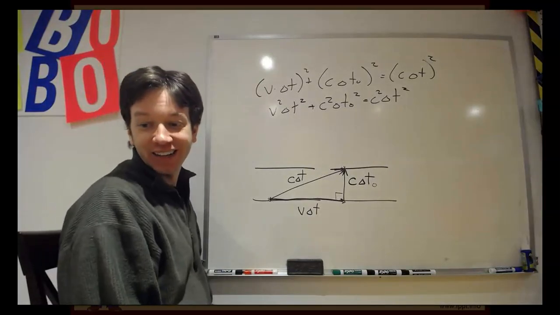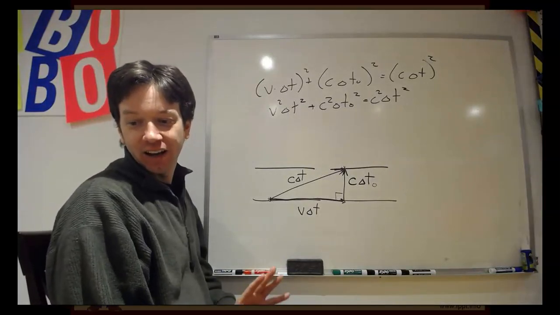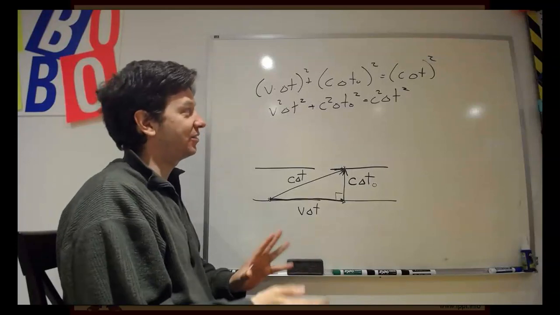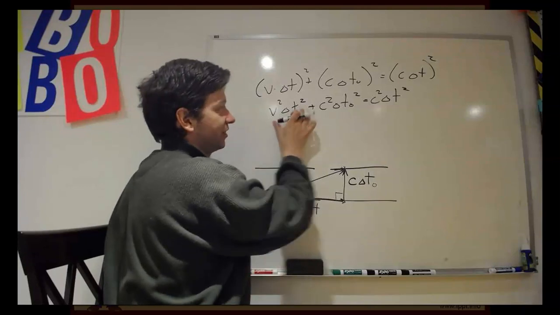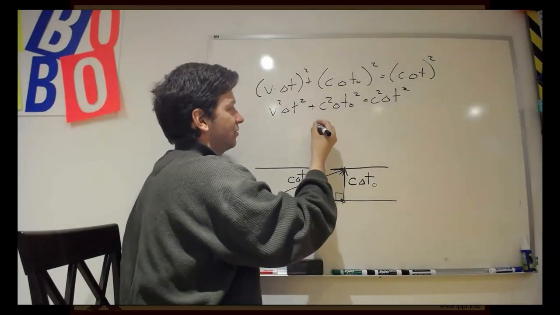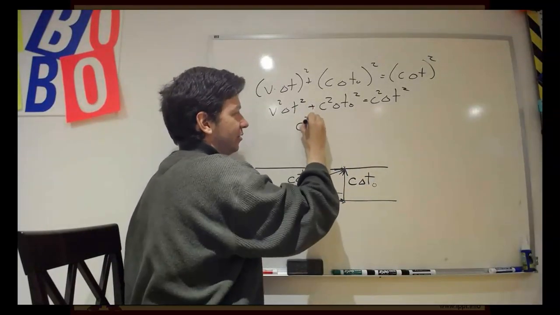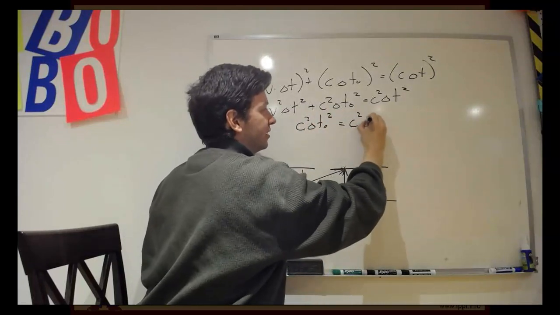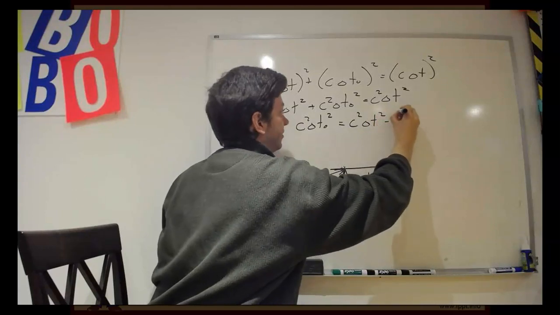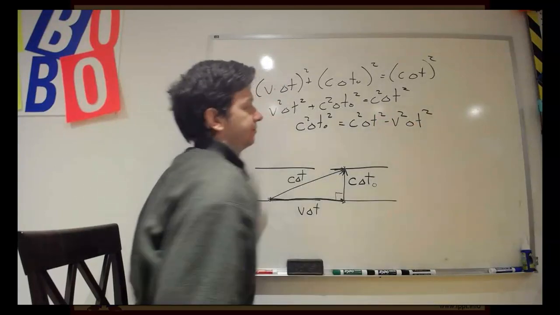All right, now the next step I'm going to do is bring all of our delta t's to one side and our delta t naughts to the other side. So I'm going to move this over there. Over here I'm left with c squared delta t naught squared, and on the other side we have c squared delta t squared minus v squared delta t squared.